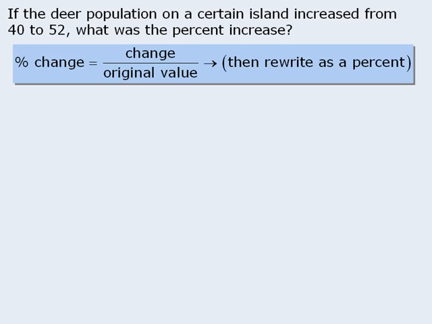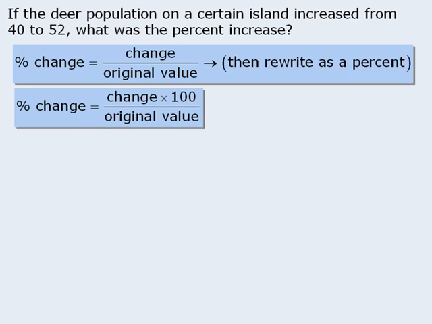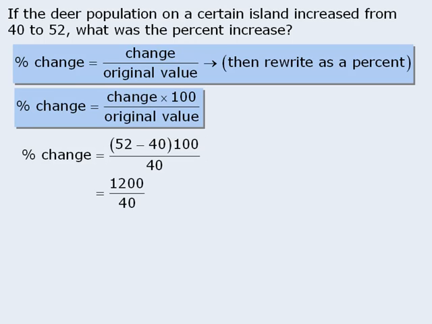Now, another way to calculate percent change is to apply this formula, which is closely related to the first formula. So to calculate the percent change in deer population, we first calculate the change in population, which is 52 minus 40. Then we multiply the change by 100 and divide by the original value, which is 40. When we simplify the numerator, we get 1200, and 1200 divided by 40 is 30. So when we apply this formula, we still get a population increase of 30%.